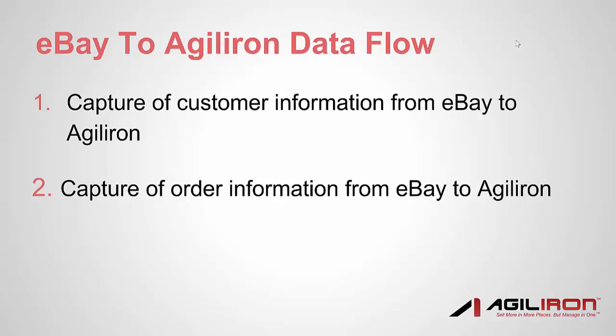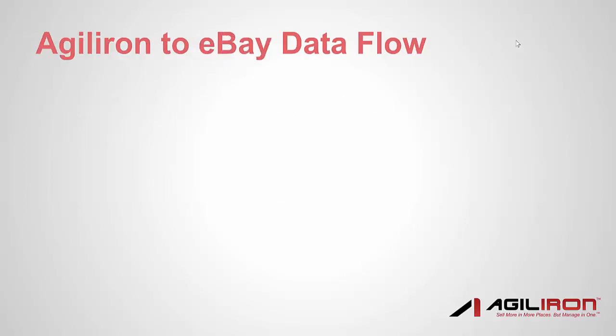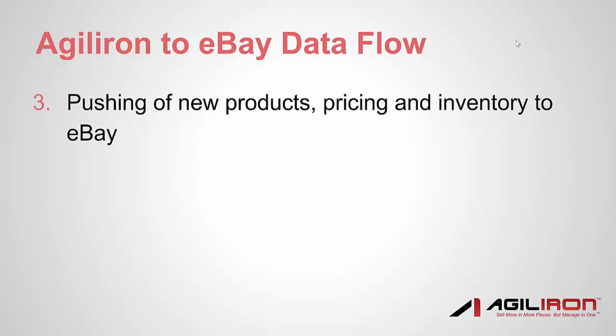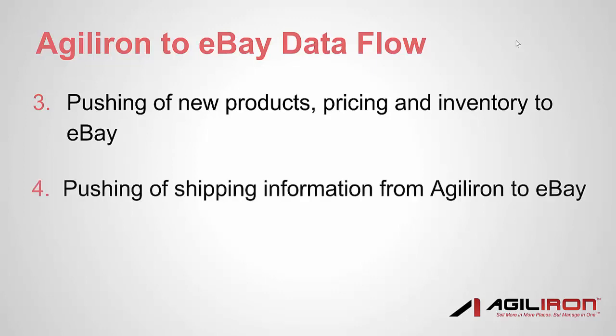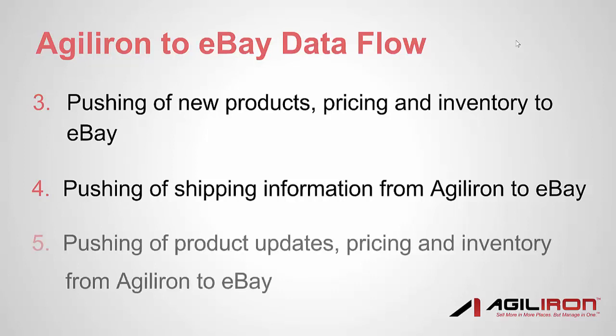The next three flows of data start from your Agiliron suite and go into eBay as needed, again automatically and in real time. They are 3. The pushing of new products, new pricing, and new inventory information from Agiliron into eBay. 4. The pushing of shipment tracking information upon completion of shipping from Agiliron to eBay. And 5. The pushing of any updates in product information, pricing, and inventory changes from Agiliron to eBay as they occur.